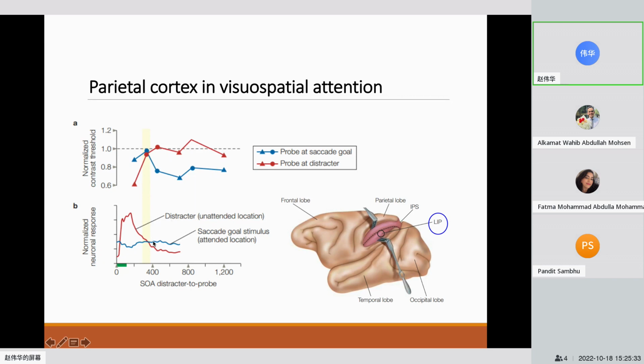But when the neural response to the distractor drops below that for the saccade goal stimulus at around 400 milliseconds, that is when performance crosses back. So both the behavioral performance and the neural results suggest the attended location for probe discrimination in LIP.